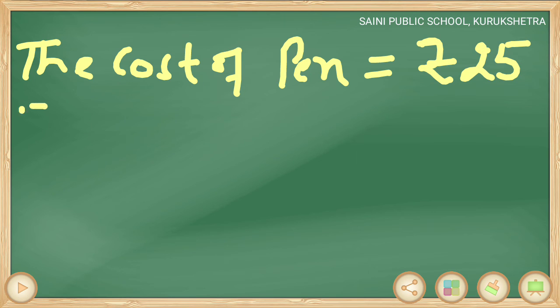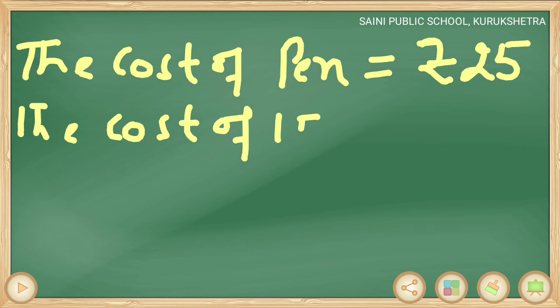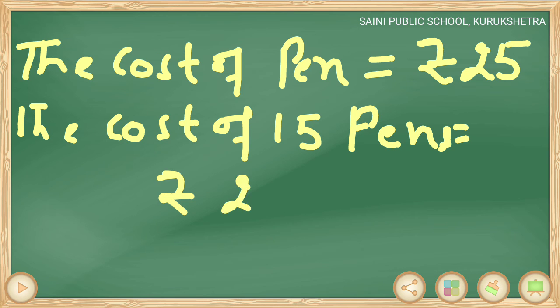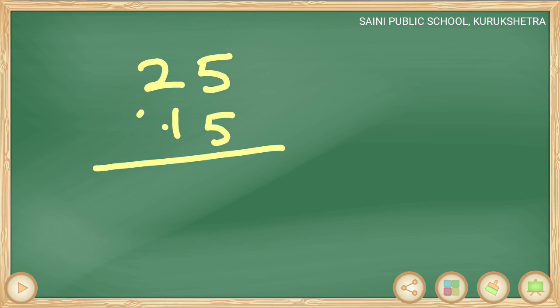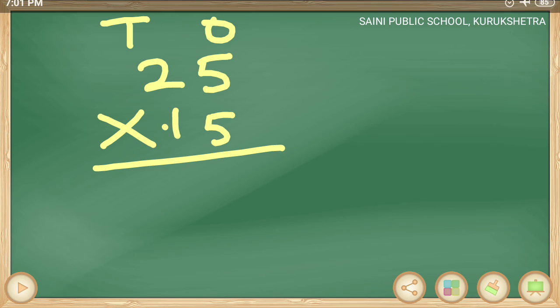And what we have to find? We have to find the cost of how many pens? 15 pens. So the cost of 15 pens we have to find. How can we find this cost? We can multiply rupees 25 by 15. So let us start doing multiplication, and we will find the cost of 15 pens. So we have to multiply 25 by 15 and put a symbol of multiplication here. So here ones place and here tens place.